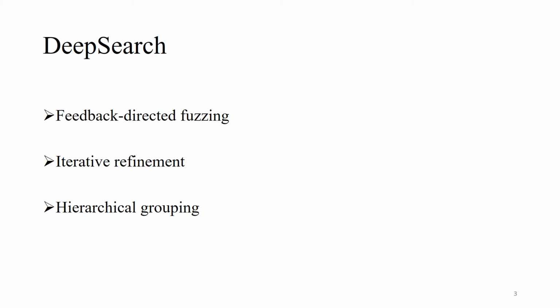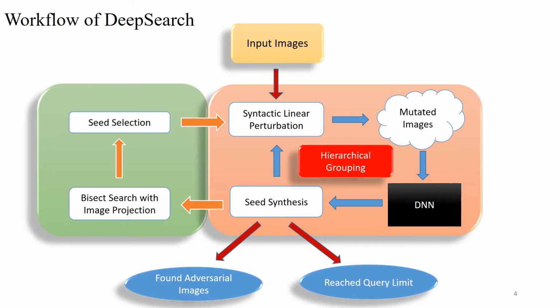The development of DeepSearch focuses on three aspects: feedback-directed fuzzing, iterative refinement, and hierarchical grouping. DeepSearch mainly uses feedback-directed fuzzing to find adversarial examples. Once an adversarial example is found, DeepSearch uses iterative refinement to reduce its L-infinity distance. DeepSearch further utilizes hierarchical grouping to improve its query efficiency. Here is a workflow of DeepSearch. In the rest of the talk, I will introduce DeepSearch in more details.